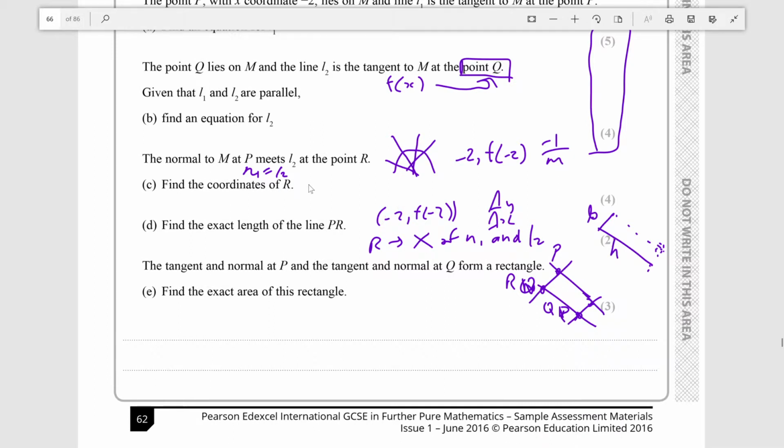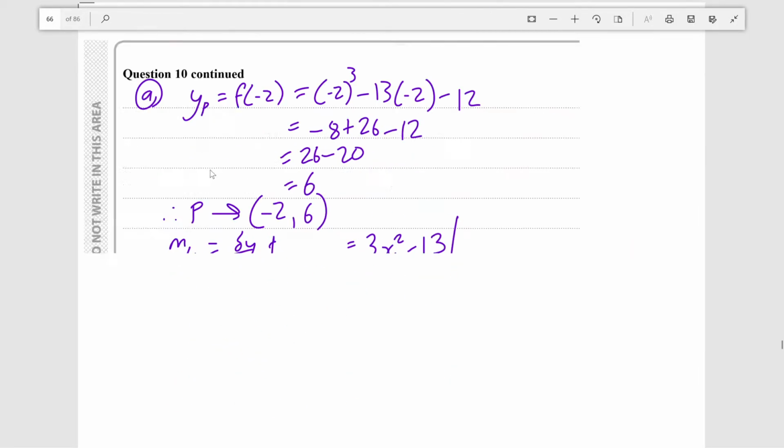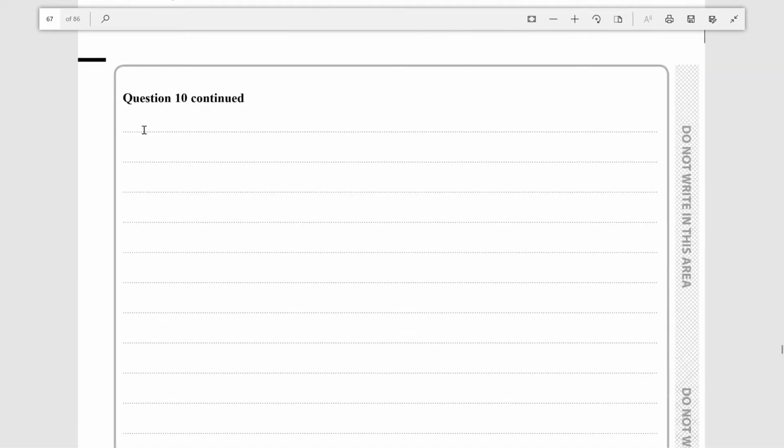And next we will need to find the coordinates of the intersections of the normal to M and L2, the point R. So first we need to find the coordinates of R. What I'm going to do first is find the equation of the normal to M. So we know that the gradient of the normal would be equal to negative 1 over the gradient of L1, which would be equal to minus 1 over minus 1, which is just positive 1.